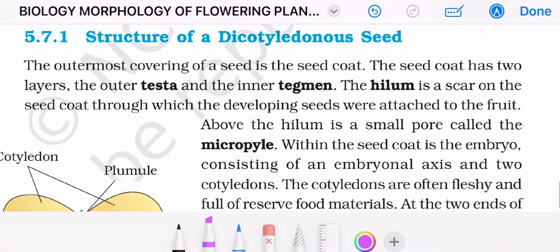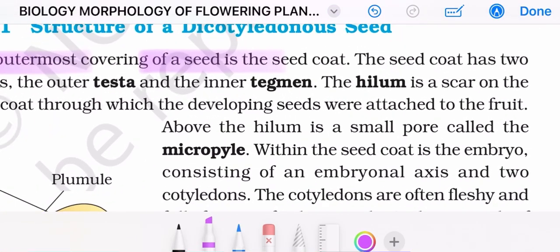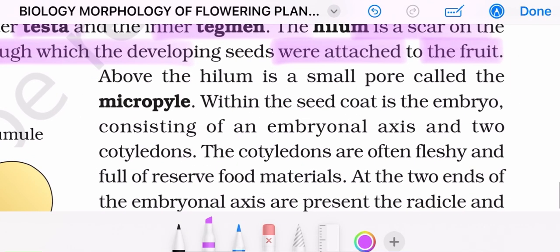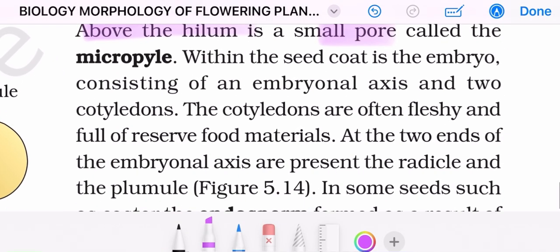Structure of dicot seed. The outermost covering of the seed is the seed coat, and the seed coat has two layers: outer testa and inner tegmen. The hilum is a scar on the seed coat through which the developing seed was attached to the fruit. Above the hilum is a small pore called the micropyle. Within the seed coat is the embryo consisting of an embryonal axis and two cotyledons.